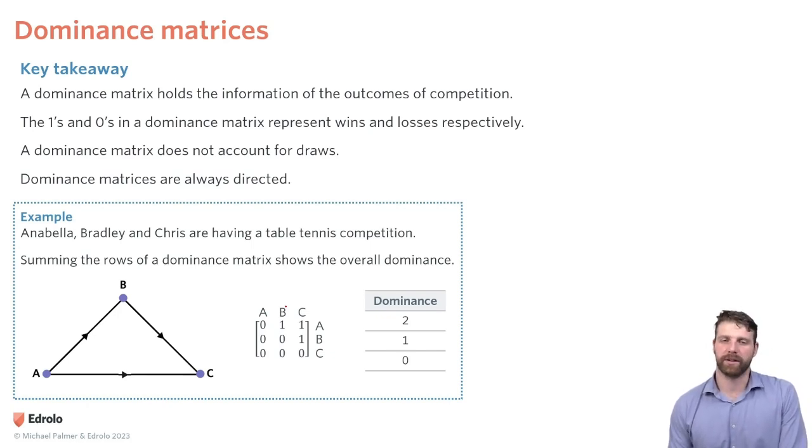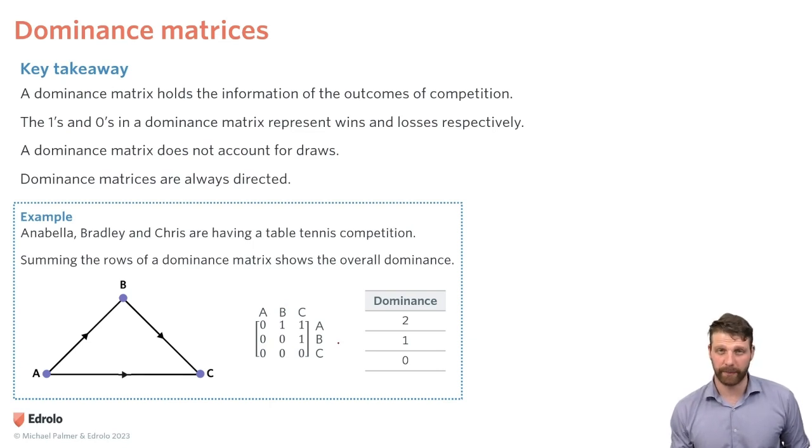The 1s and 0s in a dominance matrix represent wins and losses respectively. We can't have draws in one of these matrices. Dominance matrices are always directed because somebody has to defeat someone else in competition. Okay, so here's our example of Annabella, Bradley, and Chris playing a table tennis competition.